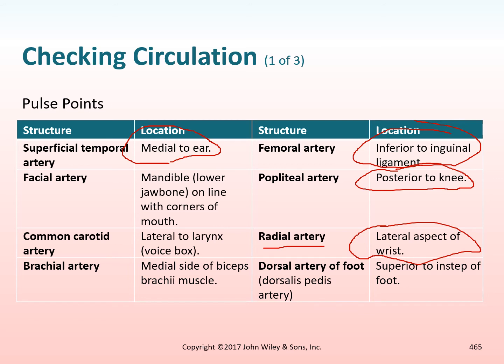The dorsalis pedis artery of the foot is superior to the instep of the foot. It's not far from the bones that are at the base of the big toe. And we'll look at pictures of these in just a minute. The brachial artery is often the place where blood pressure is checked, and the common carotid artery is in the neck.